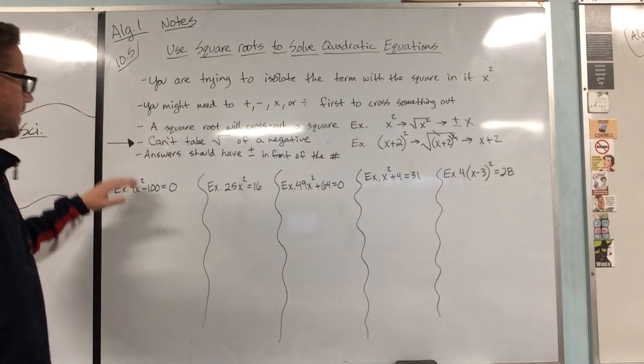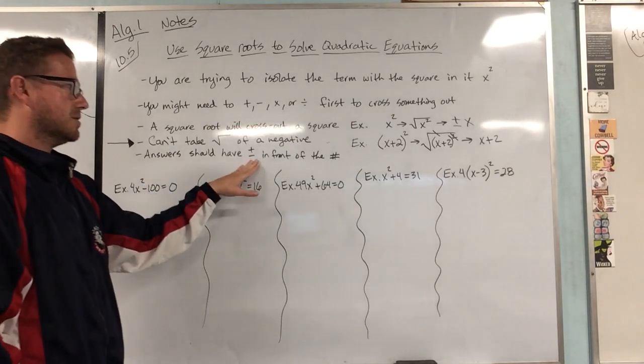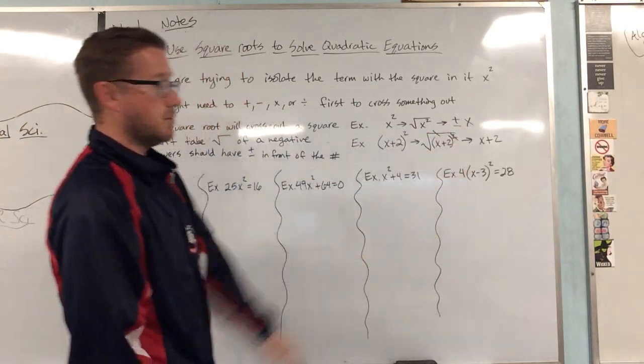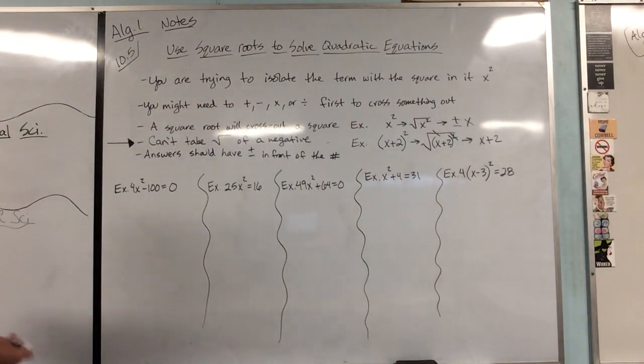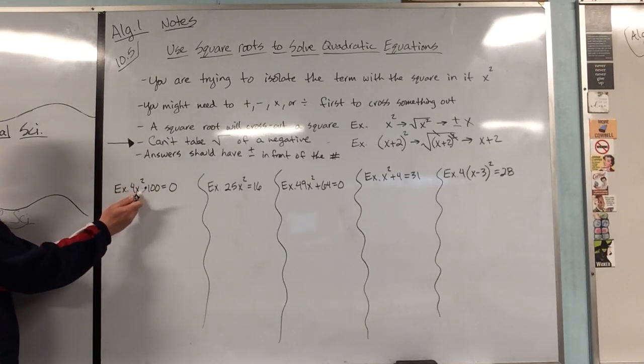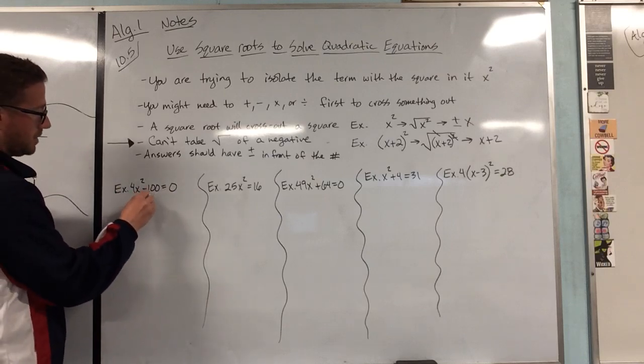Okay? And then the last part, it's just a reminder. Your answer should have plus or minus in front of that number, just like we did over here. And you're going to see me work those out. All right, so let's take a look at the first example. So how are we isolating x squared? The first thing we can do is get rid of that 100 by saying plus 100.